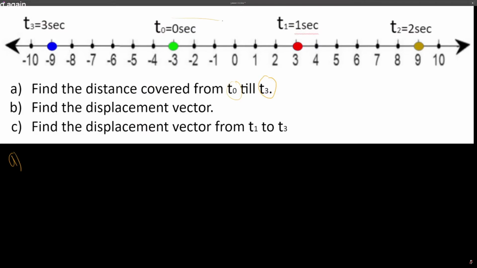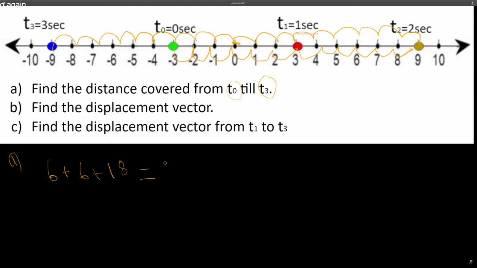So from t0 to t1, just count the distance. So 1, 2, 3, 4, 5, 6. So 6 plus 1, 2, 3, 4, 5, 6, plus, and then we go all the way back. So 1, 2, 3, 4, 5, 6, 7, 8, 9, 10, 11, 12, and then 13, 14, 15, 16, 17, 18. So plus 18, which is equal to 30. Now, the SI unit of distance is meters, but it didn't really specify the unit here, so we can just say 30 units.